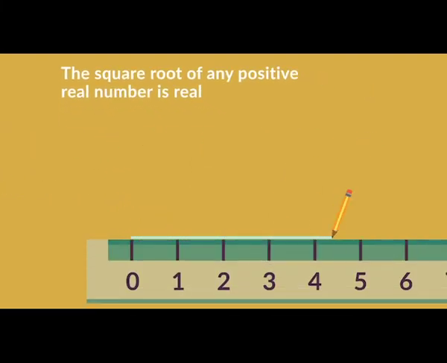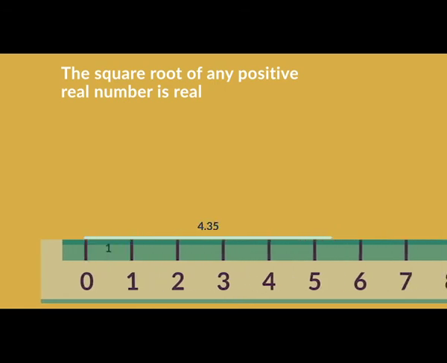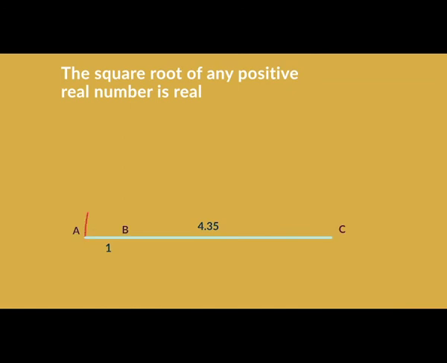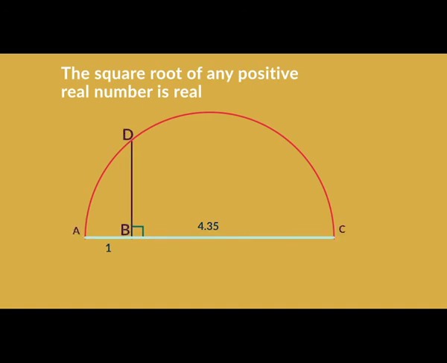First, construct a line with the length of 4.35 and then extend it by 1 unit. Label it ABC. Let AC be the diameter of a circle. Now draw DB perpendicular to AC. The length of DB is equal to the square root of 4.35.